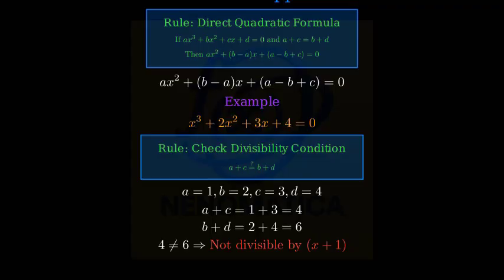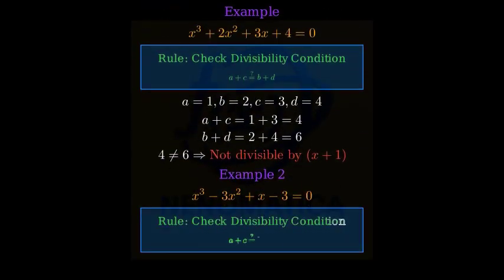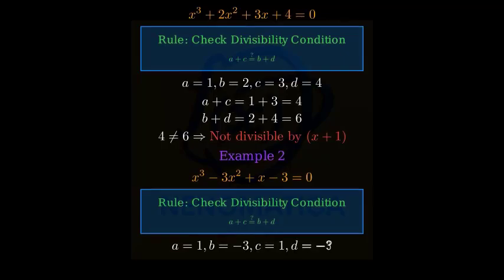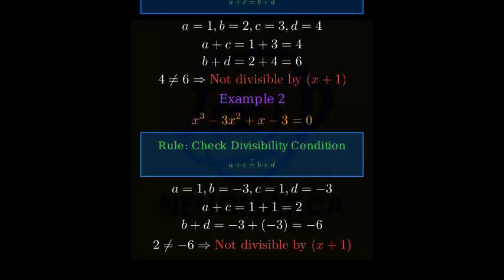Consider the cubic equation x cubed minus 3x squared plus x minus 3 equals 0. Let's check our condition. Here, a equals 1, b equals negative 3, c equals 1, and d equals negative 3.